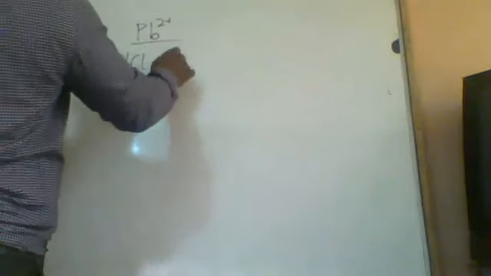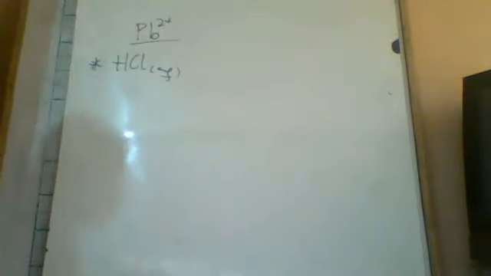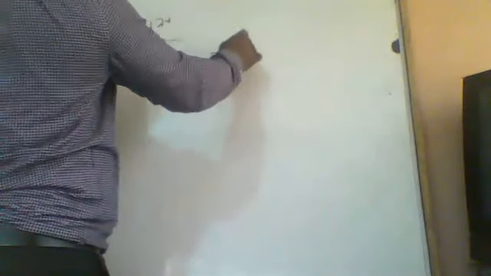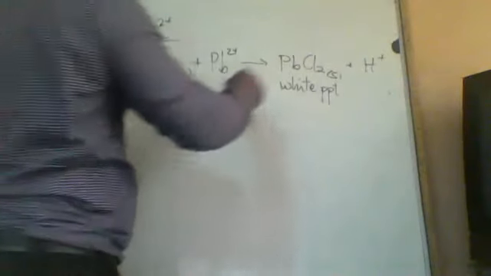Pb2+ can be confirmed using hydrochloric acid. When the HCl is added to the test solution that contains lead, you are going to form lead chloride as the crystals, and it is a white PPT. With the release of hydrogen ions, you can balance the equation to that effect.